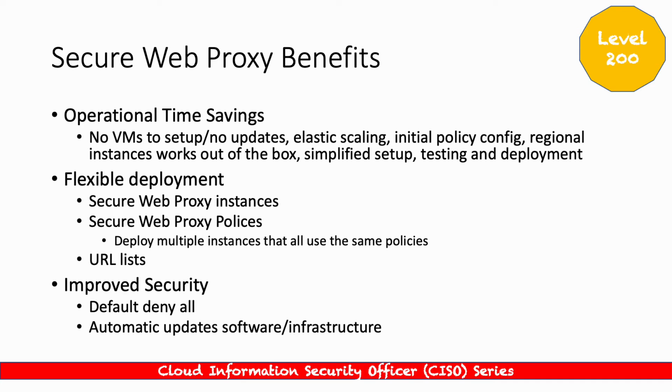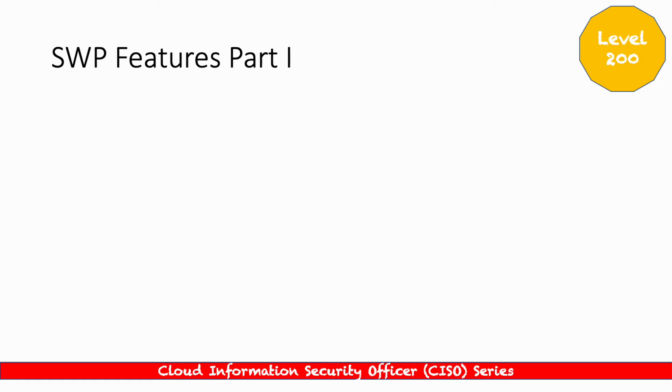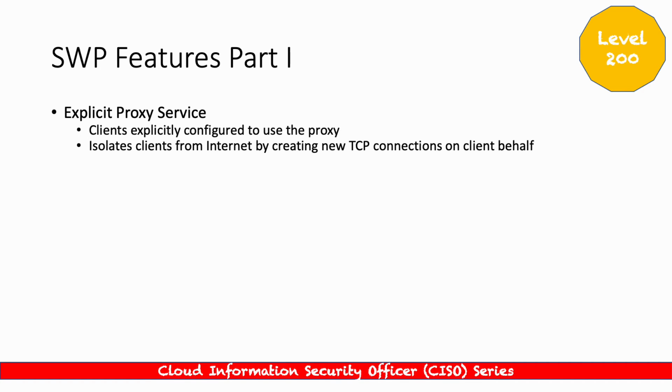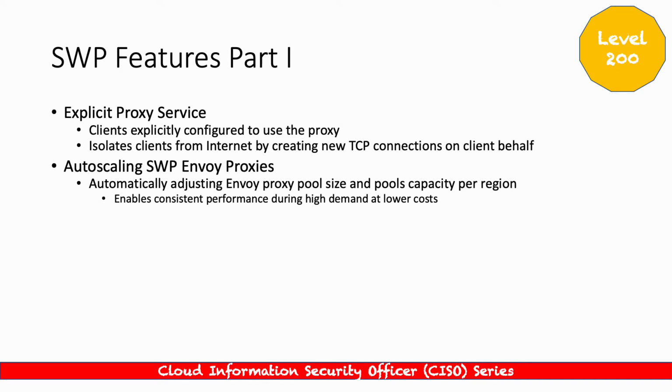The other benefit is improved security. There is a default deny, and automatic updates to software and infrastructure when it comes to the secure web proxy. In terms of the actual features, there is the explicit service, so clients are explicitly configured to use the proxy, and then it's set in stone. We can isolate the clients from the internet. Imagine a big wall that we're hiding our clients behind, and essentially it does that because we're building a new TCP connection on behalf of the client from the proxy to the outbound destination, the target. Auto scaling Envoy proxy.